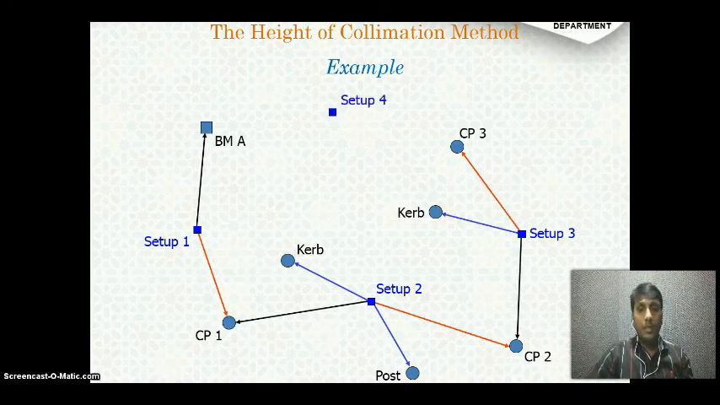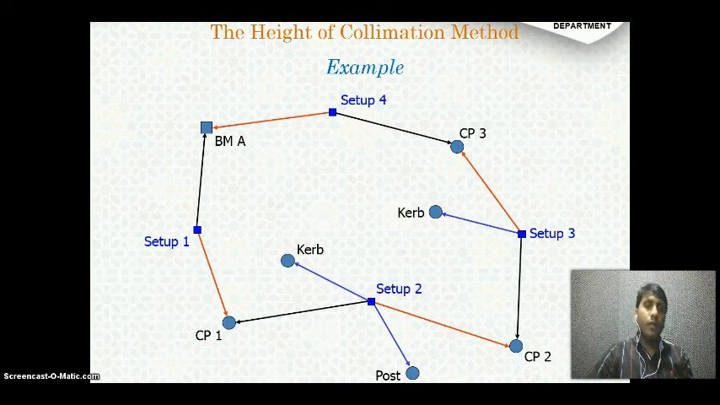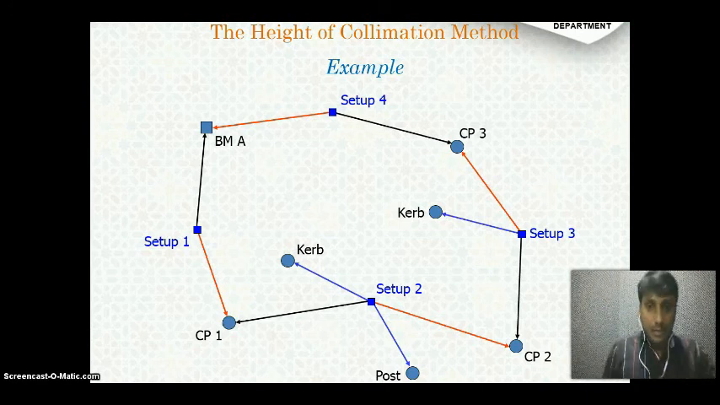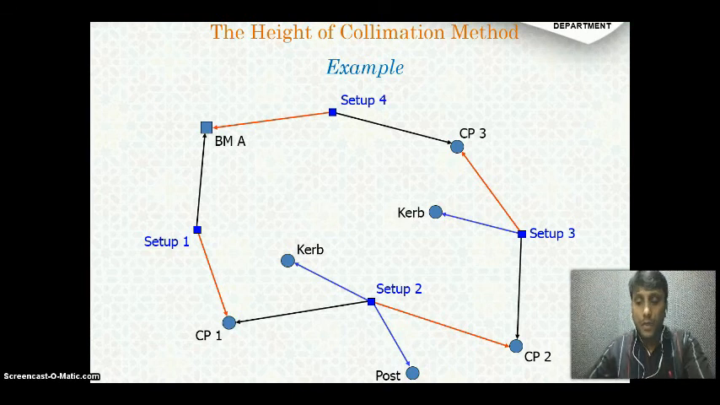Now the final one, setup 4, the instrument has been set up at 4. So immediately once you set up the equipment, you have to check back to CP3. That is backsight. The immediate one is the close of the survey. From setup 4 again you have seen benchmark. So the end point for any surveying or any instrument station has to be written as foresight. So this is the basic example for survey.